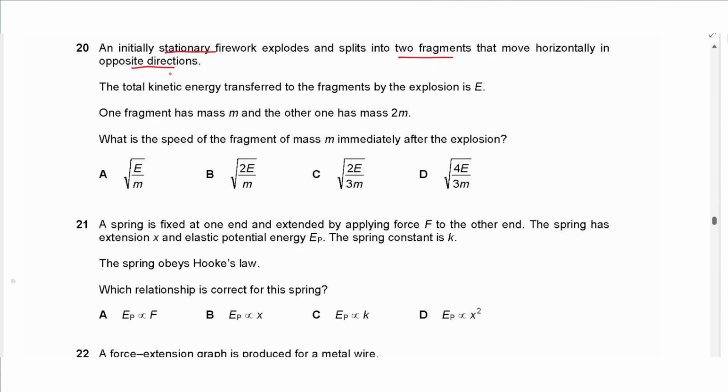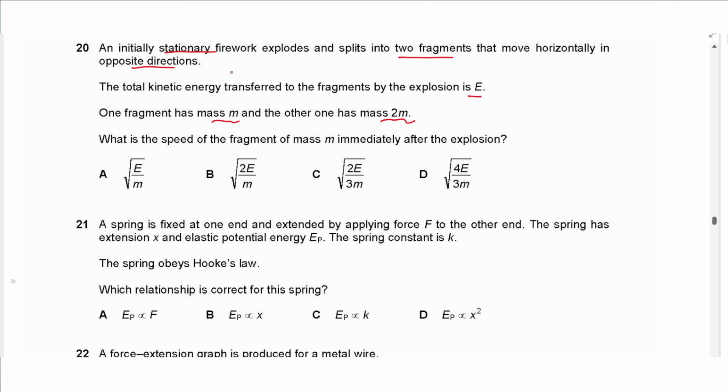Question 20 says an initially stationary firework explodes and splits into 2 fragments that move horizontally in opposite directions. The total kinetic energy transferred to the fragments by the explosion is E. One fragment has a mass m and the other fragment has a mass 2m. What is the speed of the fragment of mass m immediately after the explosion?